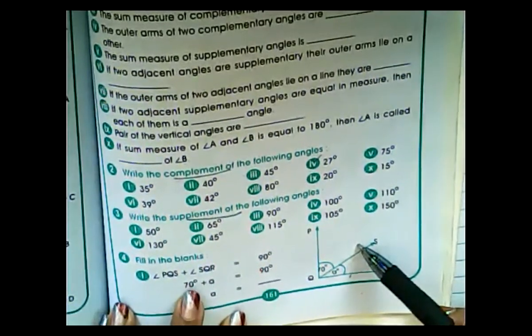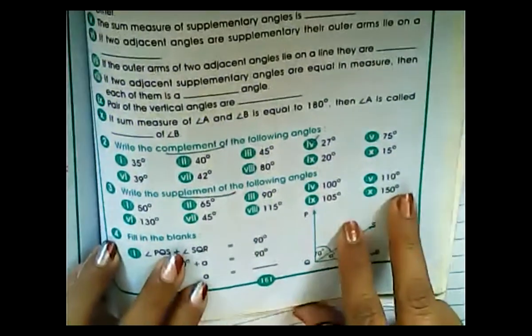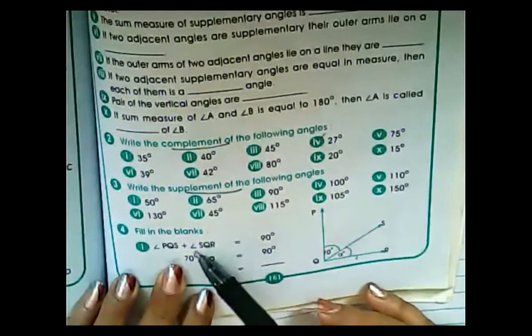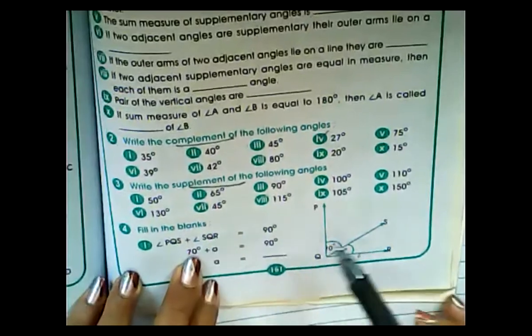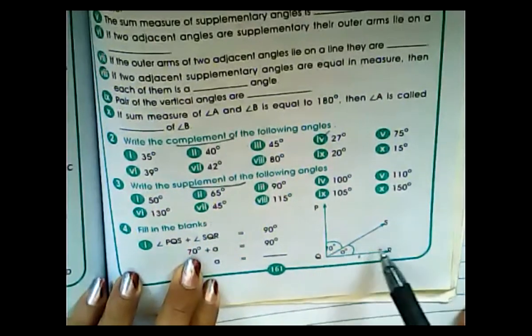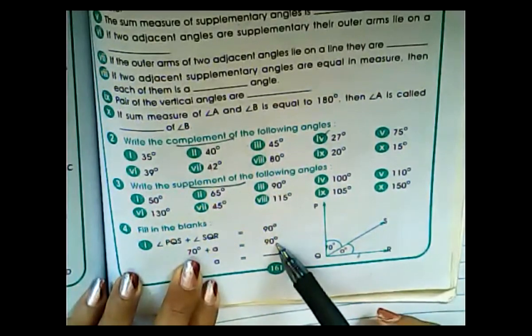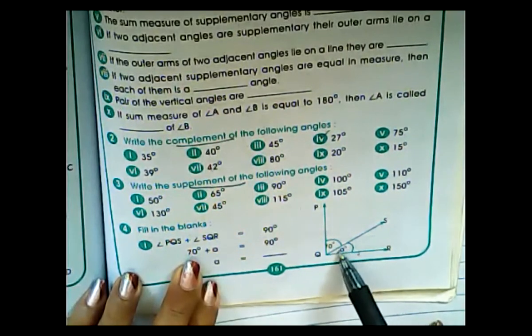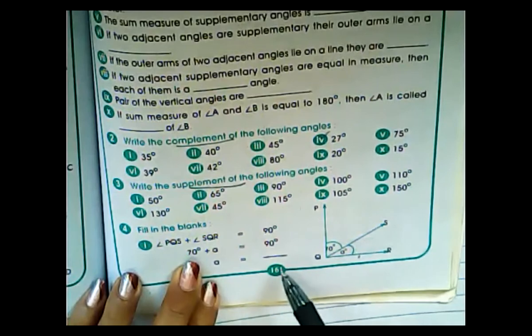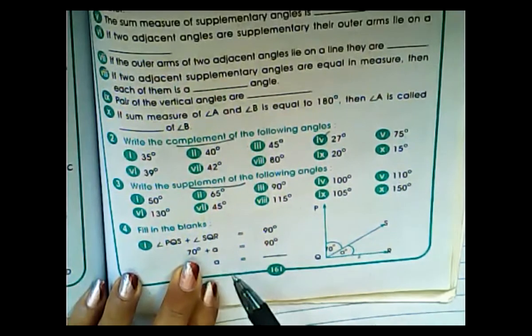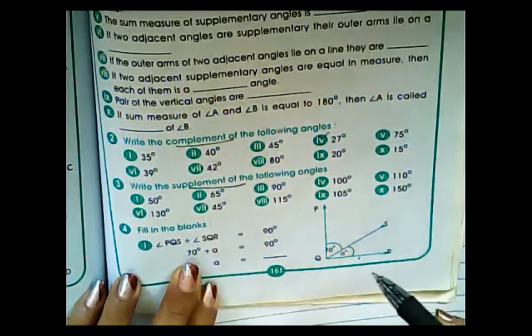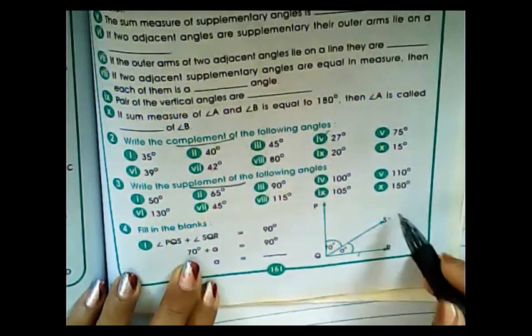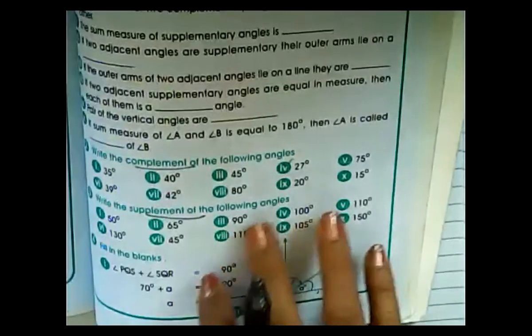Look at here. Understand? This PQS is equals to 70 degree and this SQR is equals to A. And this is the unknown angle which you are going to find right now. So I'm going to solve it in the copy, and I will also tell you how to draw this figure, right? Now look at here.